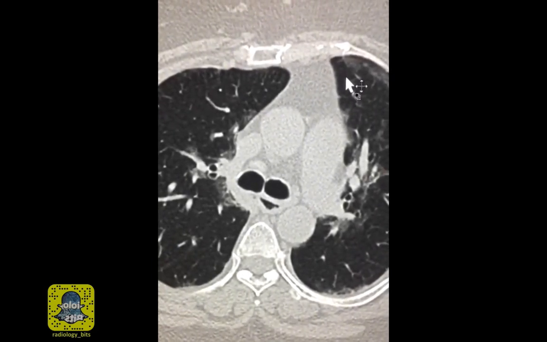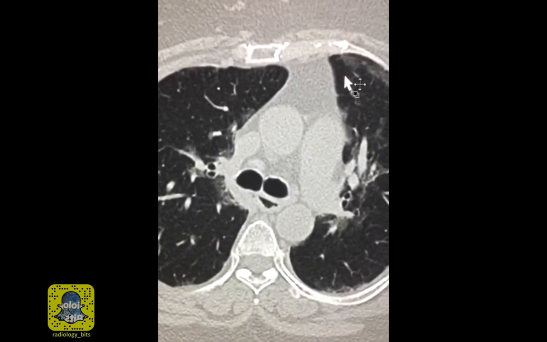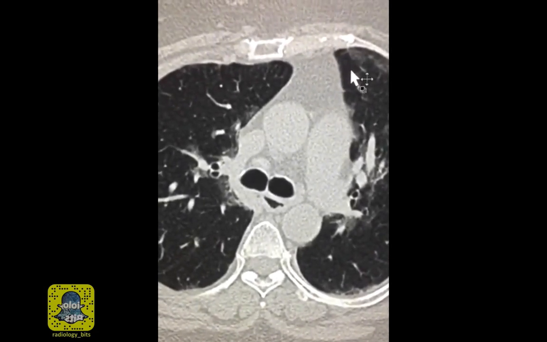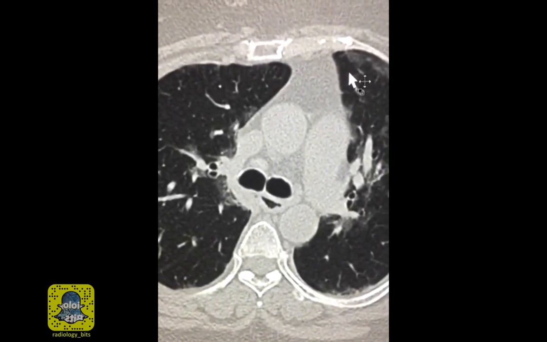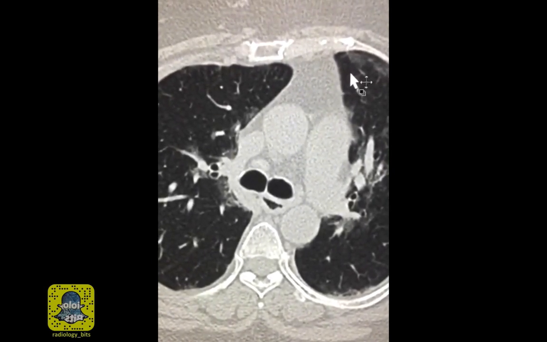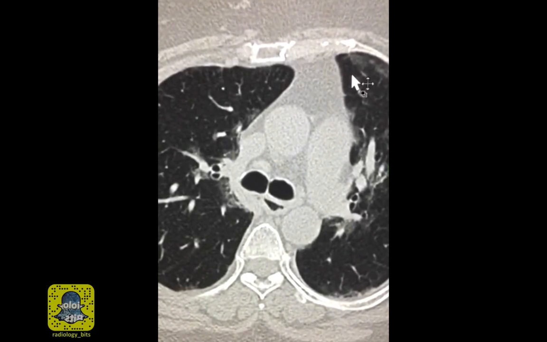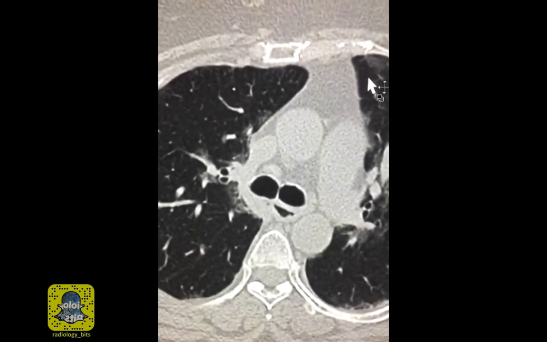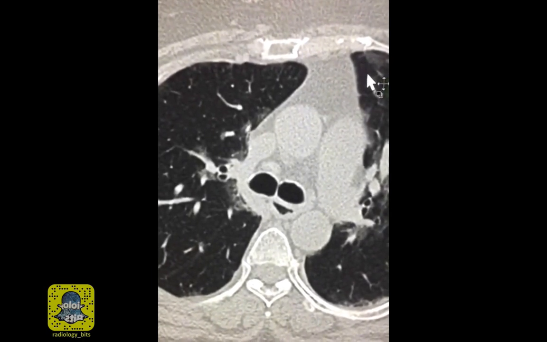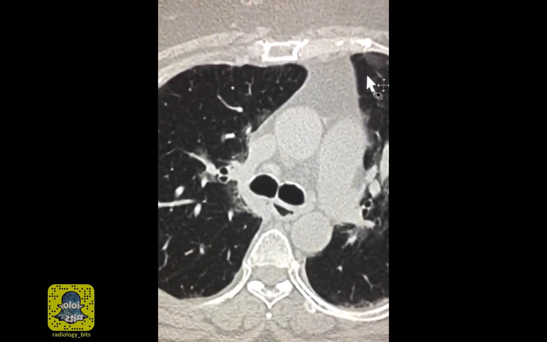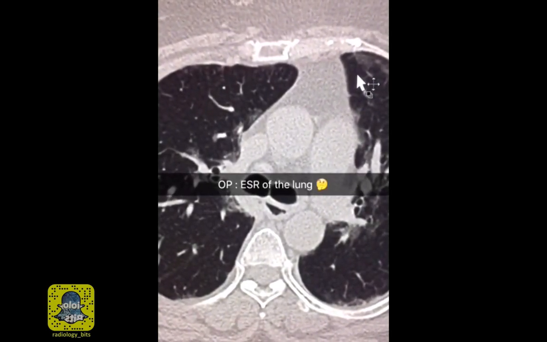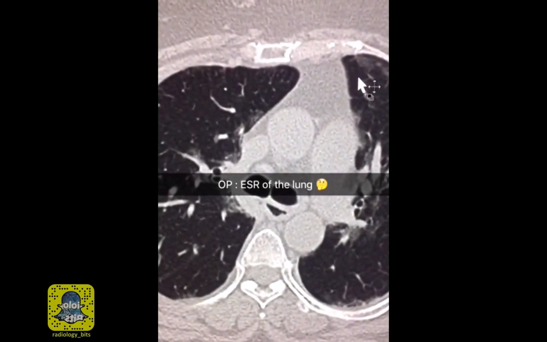A simple way to think about organizing pneumonia is to think of it as a non-specific inflammatory reaction such as an ESR. When you order a blood test and the ESR is elevated, the only thing that tells you is that there is something wrong with the patient. It does not give you a diagnosis, but it tells you that it's an inflammatory marker that might mean an infection, inflammatory conditions, neoplasms, and others. So think about organizing pneumonia as the ESR of the lung.